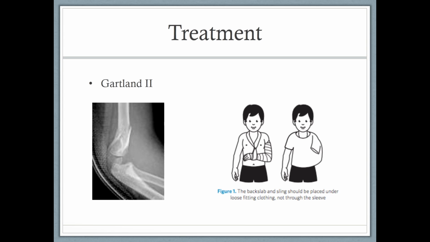What do we do for the Gartland 2s? Well, we know that they are displaced. This fracture is displaced posteriorly here. We've lost the normal anterior humeral line, which should transect the capitellum. We also know that AP posterior translation is not going to remodel well. So these ones we will take to theatre. We will usually just flex them in theatre, gain reduction, restore the alignment to the anterior humeral line, and then place them back into a back slab as in the Gartland 1.